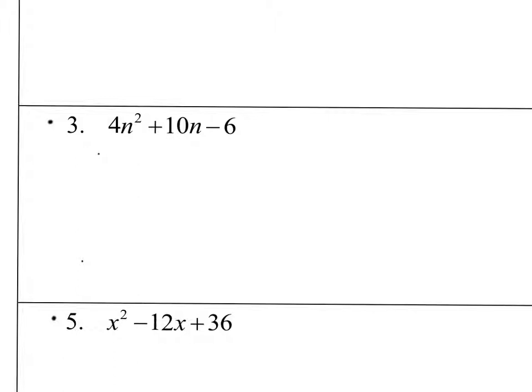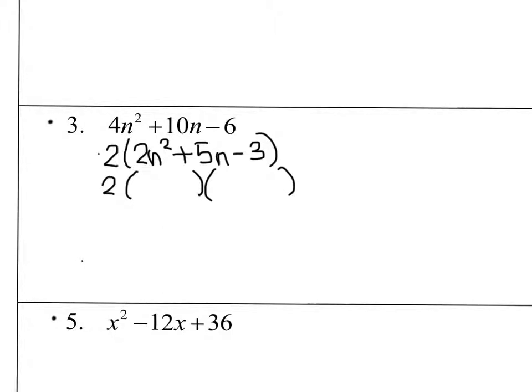So we're going to factor out the 2. 2 times 2n squared is 4n squared, 2 times 5n is 10n, and 2 times negative 3 is negative 6. Now we look inside the expression, and it's not a binomial, it's not a difference of two squares, but it's a trinomial. So I'm going to ask myself, what will multiply to make 2n squared? That would be a 2n and an n. And then what are the factors of negative 3? We can either use 1 and negative 3 or negative 3 and 1.